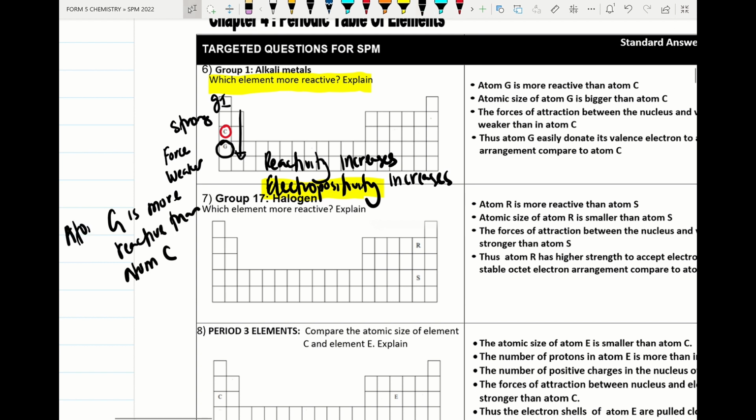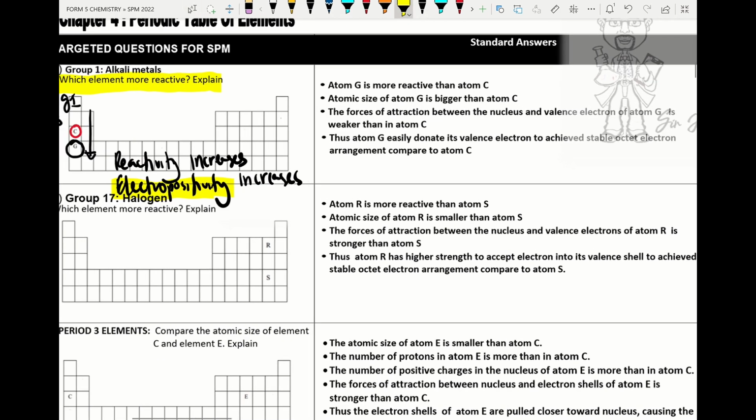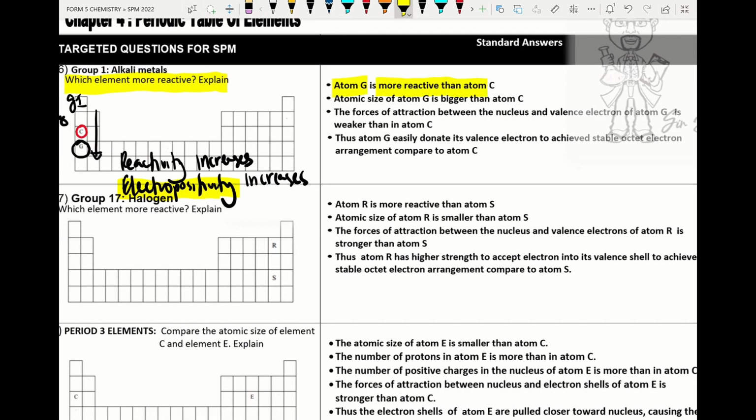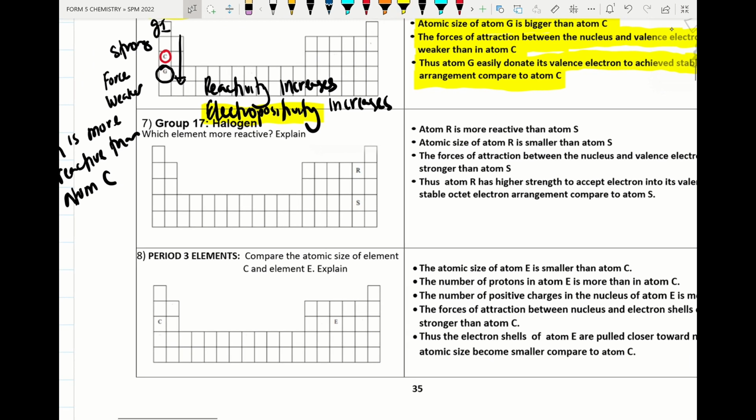So I put here atom G is more reactive than atom C. So how to explain this one? Atom G is more reactive than atom C. Atomic size of atom G is bigger than atom C. So the attraction forces between nucleus and valence electron of atom G is weaker than atom C. Thus G easily donates its valence electron and achieves stable octet electron arrangement compared to atom C. All right, so we move on to the next question.